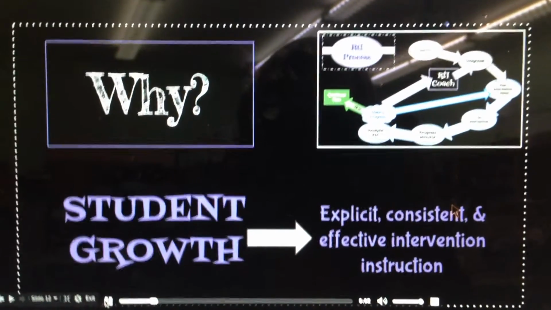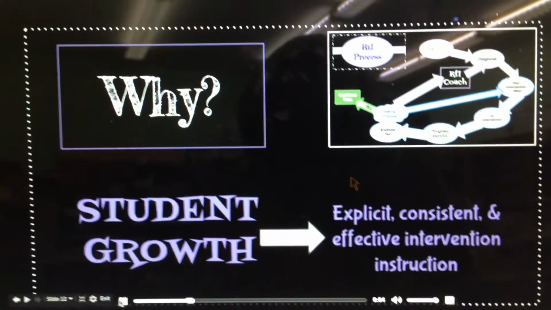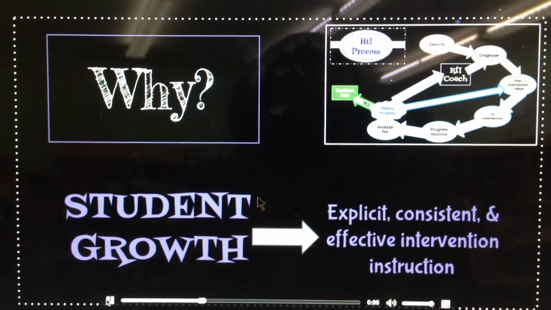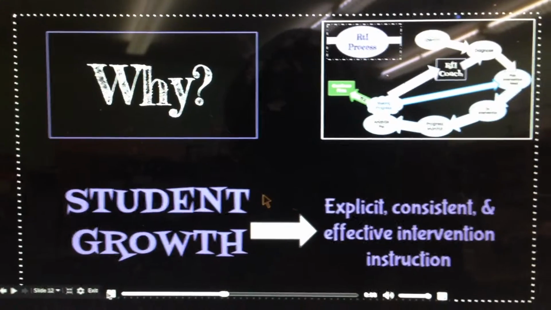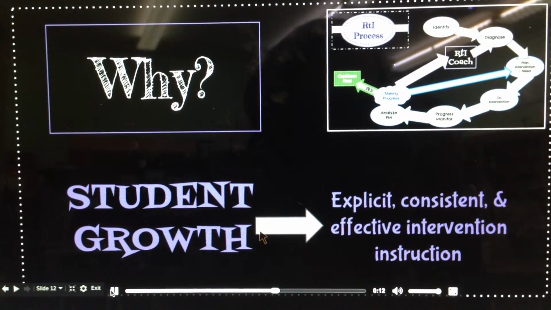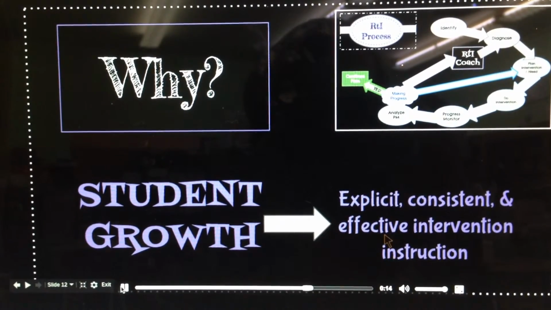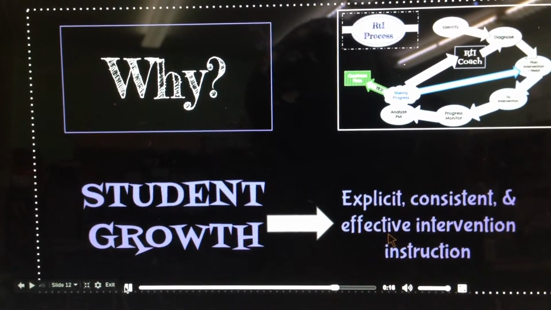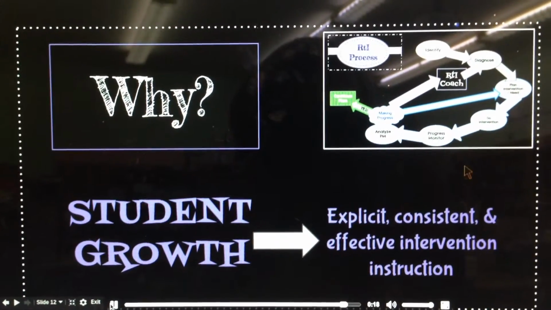You may be asking why this is necessary. The main reason for doing the RTI process is to ensure that all students are growing. We need to see student growth. And in order to get student growth, we need to make sure that we are having explicit, consistent, and effective intervention instruction.